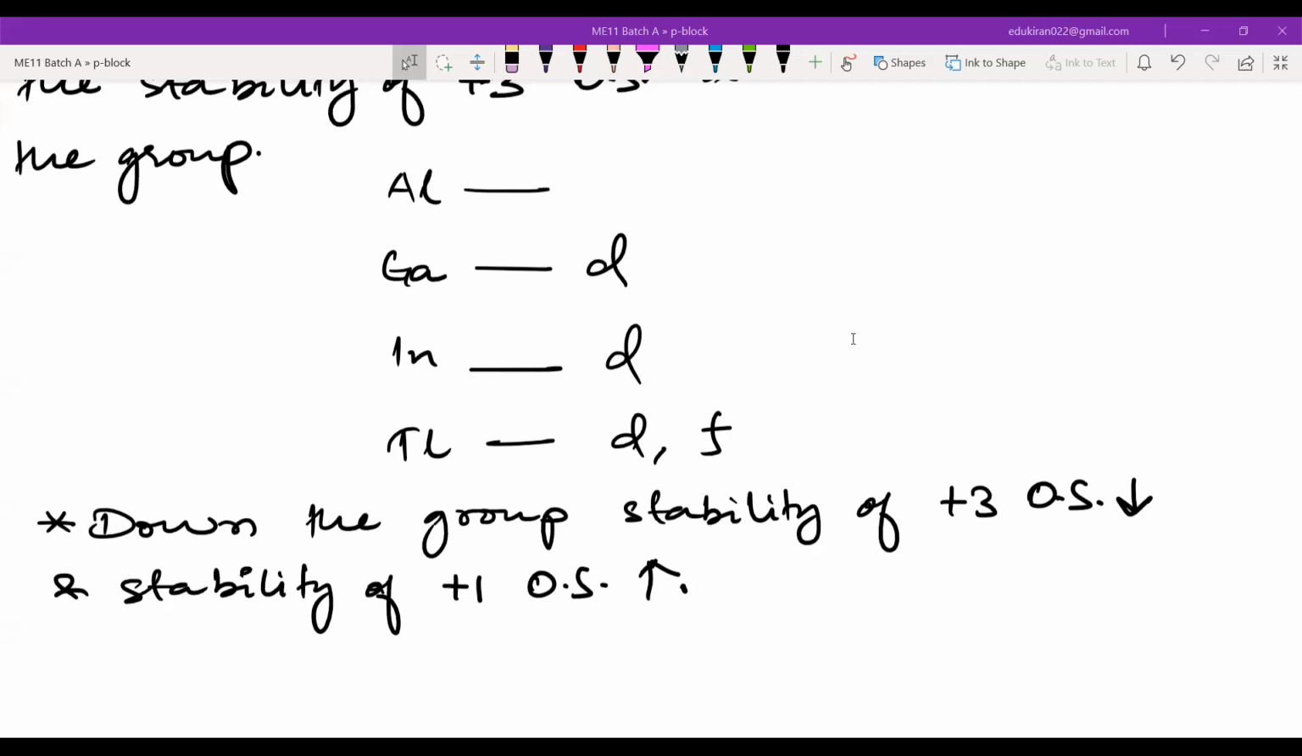Okay, fine. So we will look at the chemical properties on Tuesday, on next Tuesday.